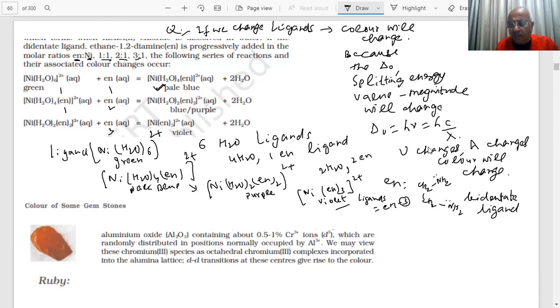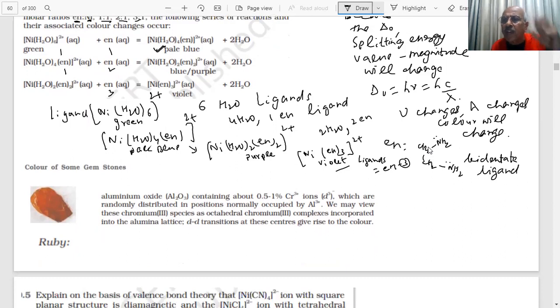Now, an important point: we have heard about ruby stones, gemstones. Gemstones are highly colored. In astrology, they put these colored compounds in rings. Why are they colored? Ruby is aluminium oxide, Al2O3, a stone, but it contains about 0.5 to 1% chromium 3 plus ions, which is d3. These are randomly distributed in the crystals of Al2O3 in the ruby stone.